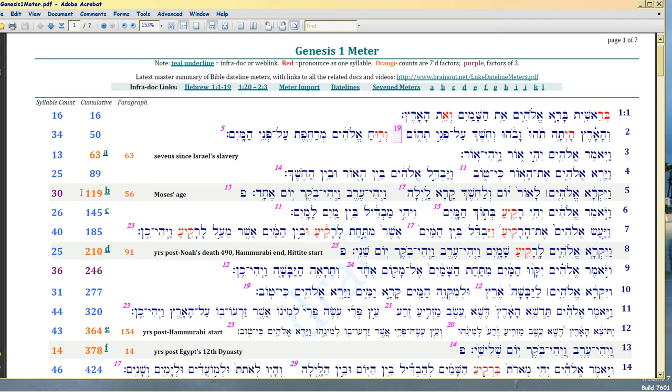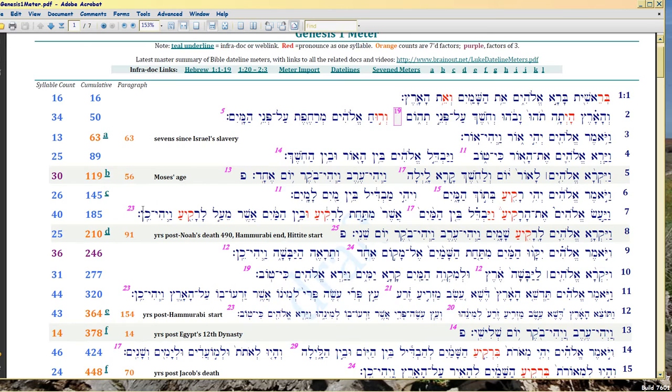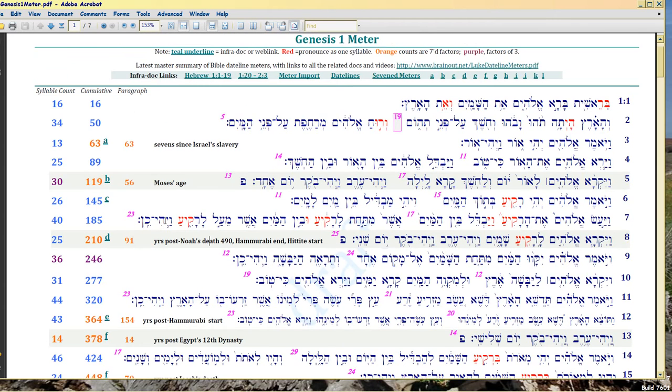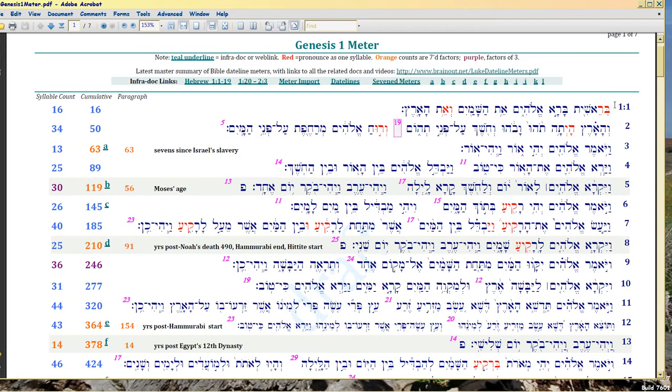What I want to focus on here, though, is how the story ends. You'll notice that he's going backwards in time. 63 sevens since Israel's slavery. He's 119. That's backwards in time, even as he's going forward in the text. Okay? 210 years after Noah's death, 490 had happened. This stuff is all related, because remember Noah was the guy of the flood. And in Hebrew, the 1-1 here, that's a title. The first verse in Hebrew, the Jews would have learned it that way. They would have learned this as their first verse.